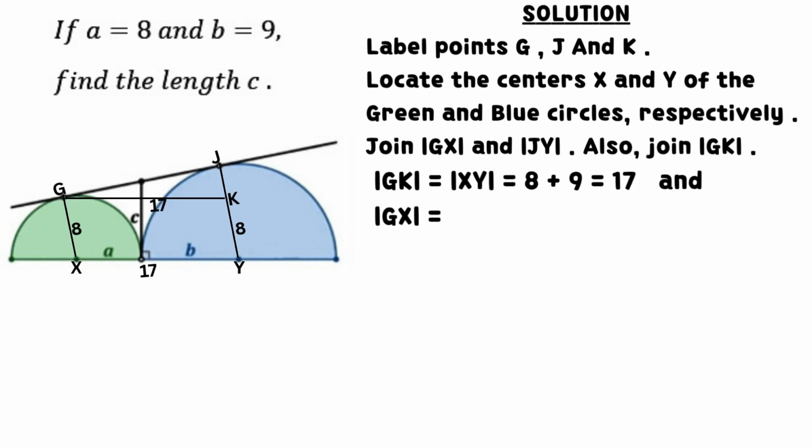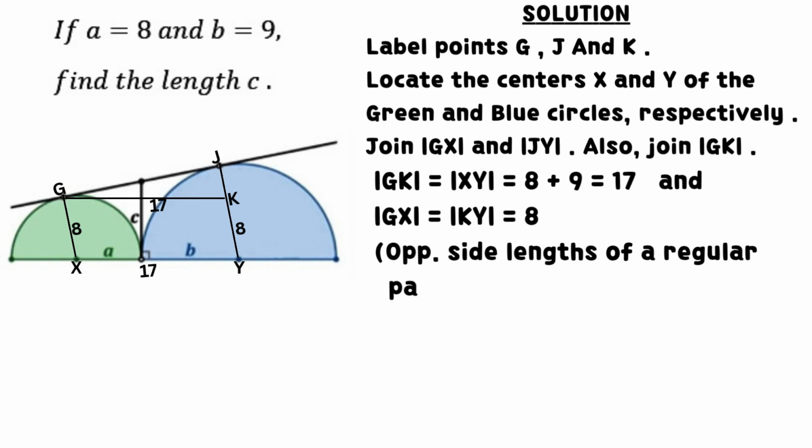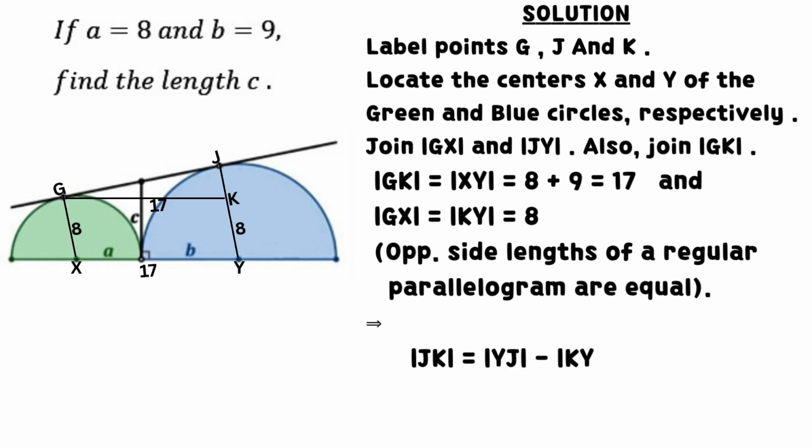Line G, K equals line X, Y, which equals 17, and line G, X equals line K, Y. This equals 8. This is because opposite side lengths of a regular parallelogram are equal. This implies that line J, K equals line Y, J minus line K, Y, which equals 1.